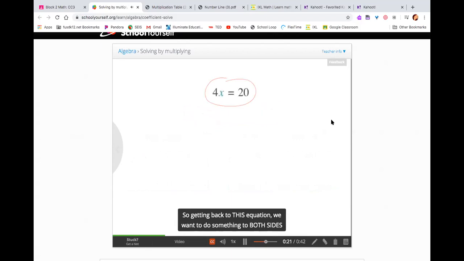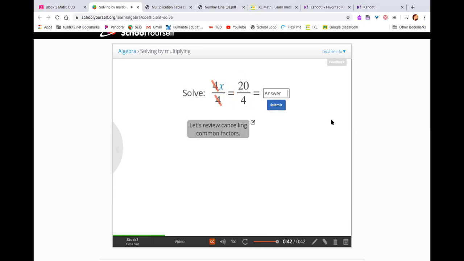So getting back to this equation, we want to do something to both sides to get rid of this 4 in front of the x. So let's divide both sides by 4. On the left, the 4 in the numerator cancels out the 4 in the denominator, leaving us with just x. So x equals 20 divided by 4, which equals what?